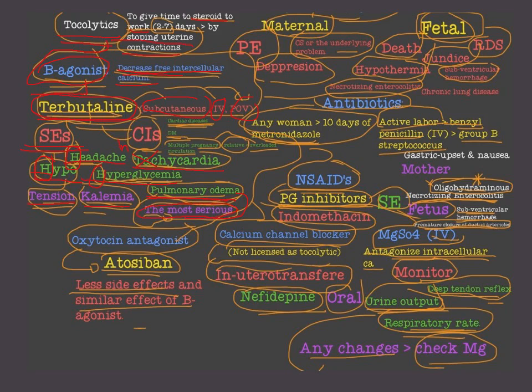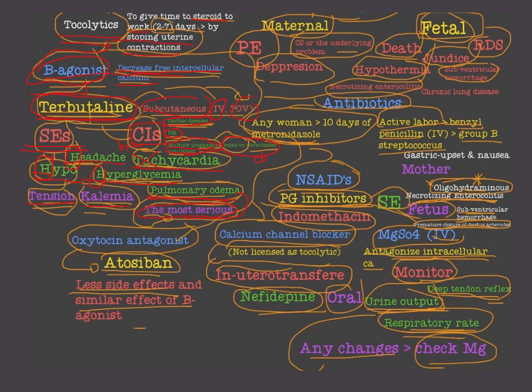What are the contraindications of beta-agonist, terbutaline? Cardiac disease. Okay, cardiac disease is the most important. DM is also a contraindication. Multiple pregnancy actually is a relative contraindication. Why? Because in multiple pregnancy we have relative overload in the circulation, and that overload in the circulation will be worsened by giving beta-agonist, so it is relatively contraindicated. This is the first tocolytic, beta-agonist.